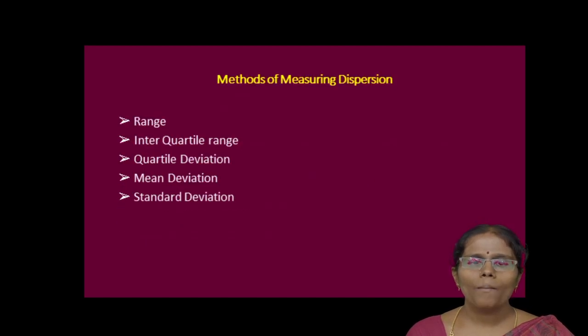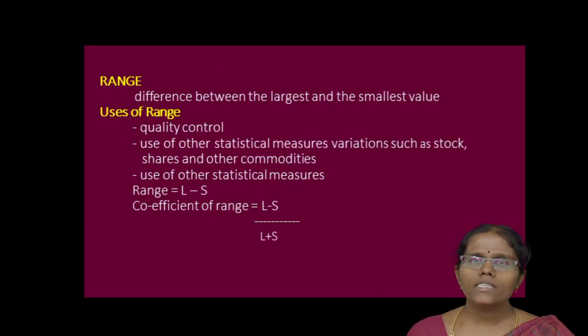Next, the methods of measuring dispersion: range, interquartile range, quartile deviation, mean deviation and standard deviation. The first method is range. Range is the simplest method. It is the difference between the largest value and the smallest value in the series. The only defect in this range is that we must use only the individual series. It is not used for discrete and continuous series.